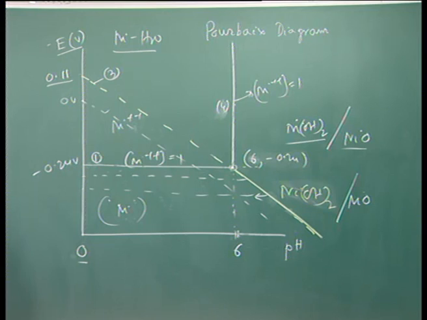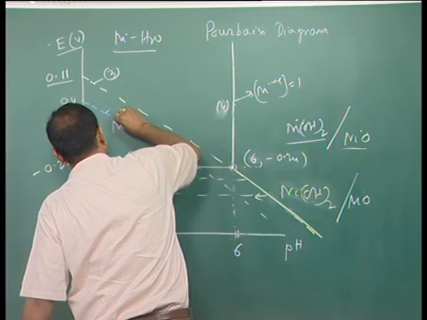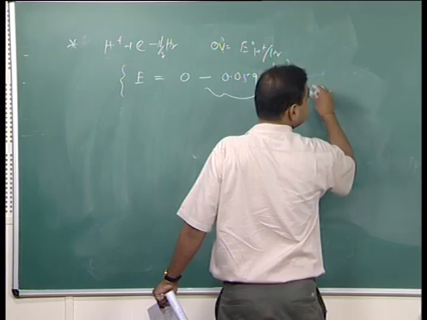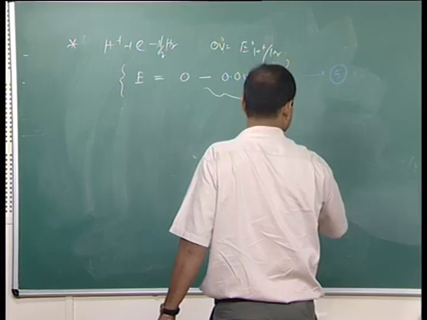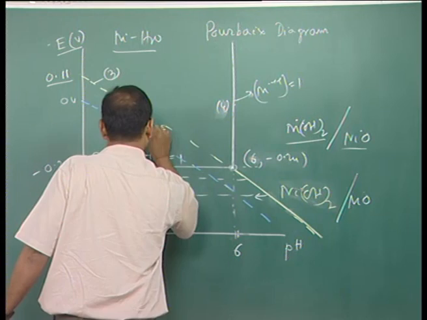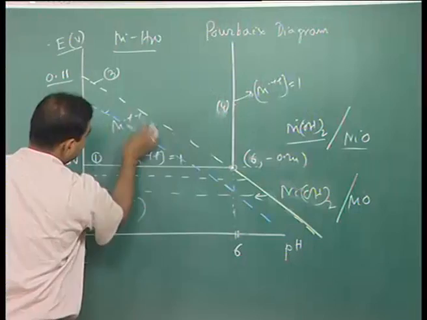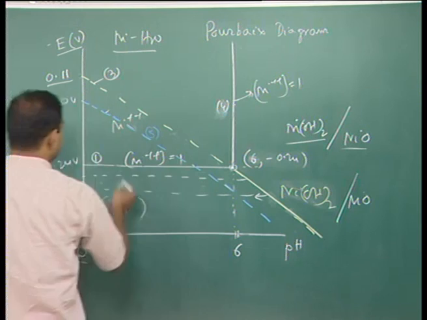This is my slope. Let me put it in blue color. So, this is my reaction number, I have 4, let me put it as 5. So, reaction number 5, and it also has a slope which is minus 0.059. Now, if you compare this line and this line, both are parallel, because for this line the slope was minus 0.059. So, now this indicates this reaction H plus plus e equal to half H 2.